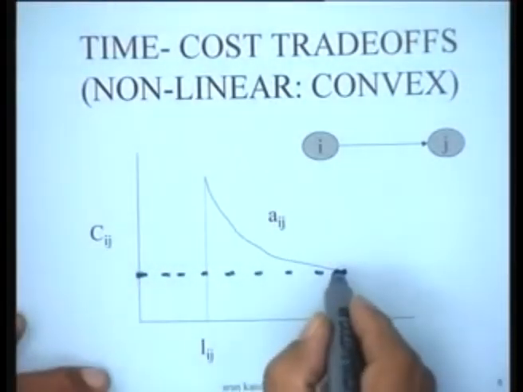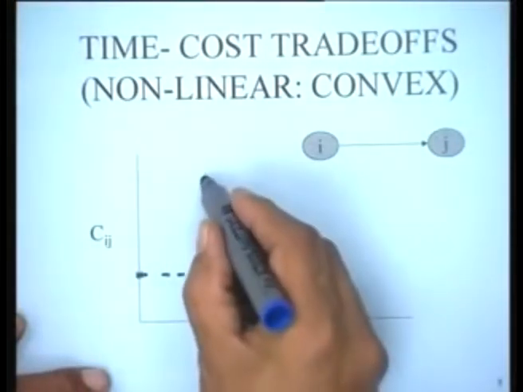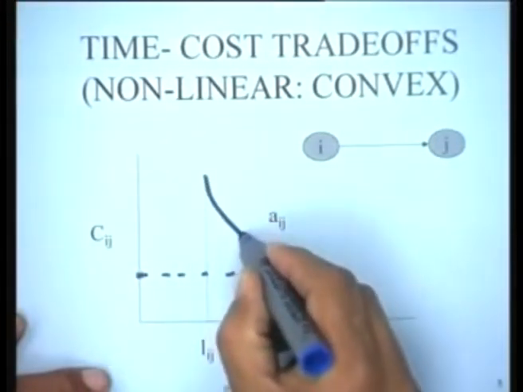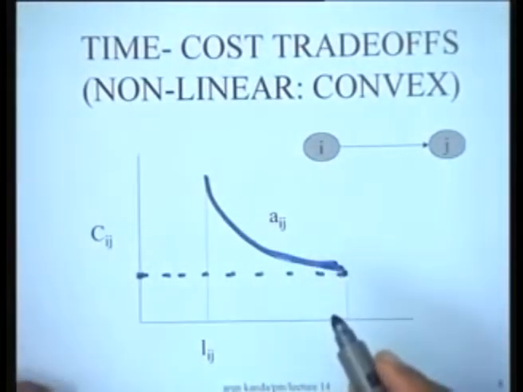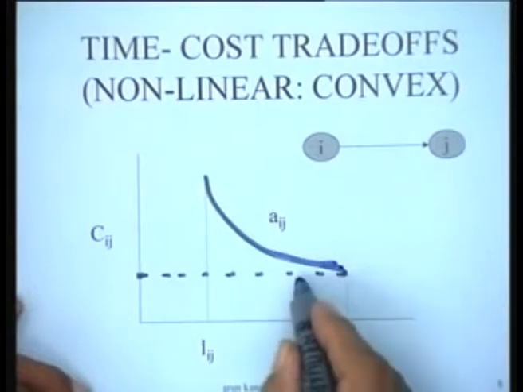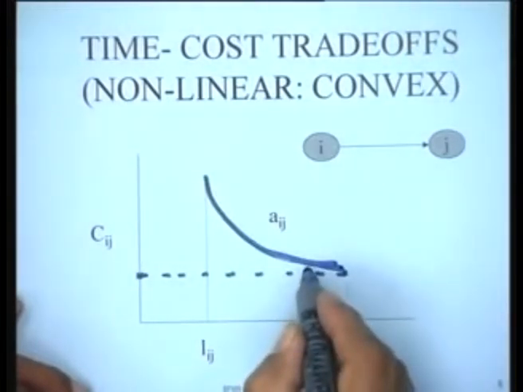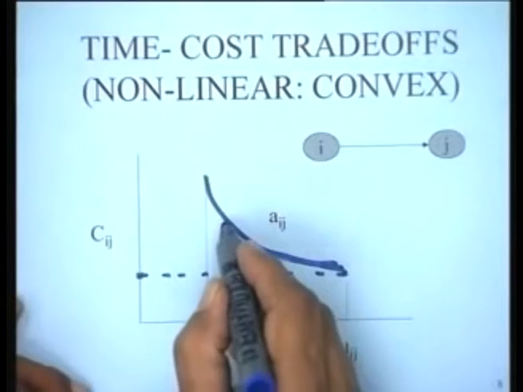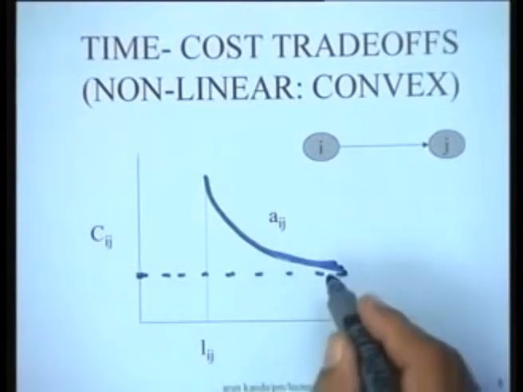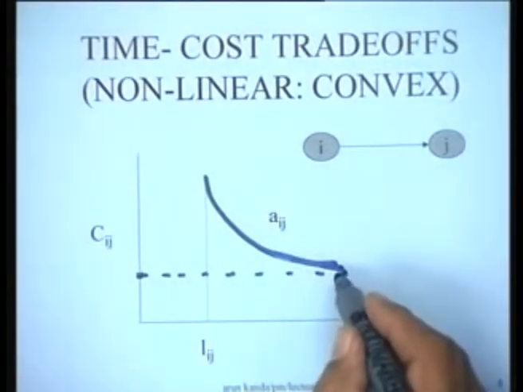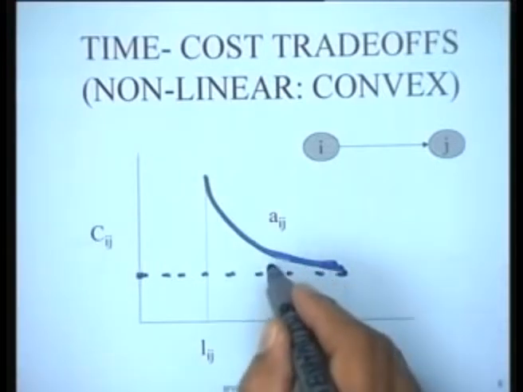Now, as you go along this curve, which exhibits this kind of behavior, initially the cost slope is less. Progressively, as the duration is decreased, the cost slope becomes higher. The cost slope is nothing but the cost in rupees per unit reduction of the duration of the activity. So the implication is that in the initial phases, it's less costly to crash the activity.